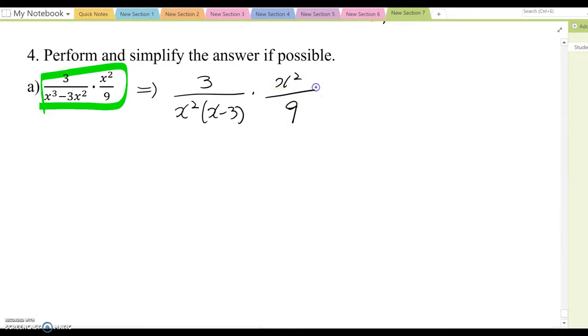over 9 here. Now you try to find common factor between the numerator part and the denominator and you simplify. So the x squared and the x squared is gone, and 3 and 9 you can simplify as 1 and 3 here. Therefore, the answer becomes 1 over 3 times x minus 3. That is the answer for letter A. Okay, then let's move on.